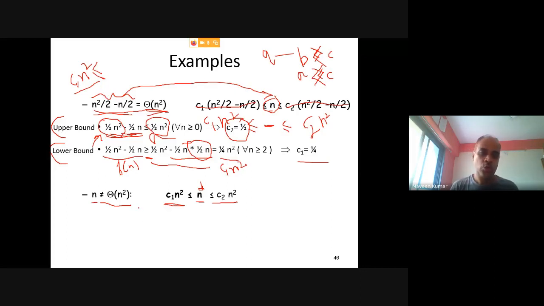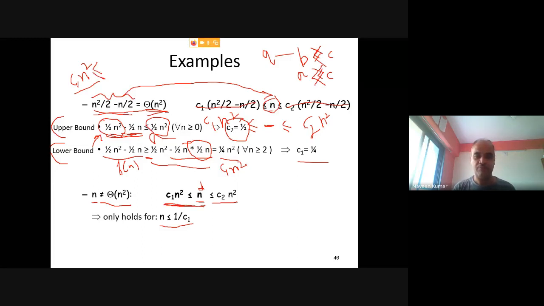Correct. So now let us first show this left-hand side inequality. Means c1 into n square should be less than equal to n. To show that, if you cancel n from both of the sides, you will get c1 into n is less than equal to 1. So it means n should be less than equal to 1 upon c1, from this part. So if you solve this slightly, if you cancel n out, you will get c1 into n less than equal to 1. Or you are saying n is less than equal to 1 upon c1.